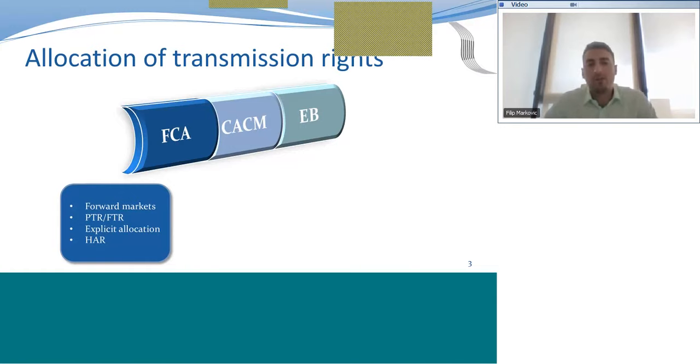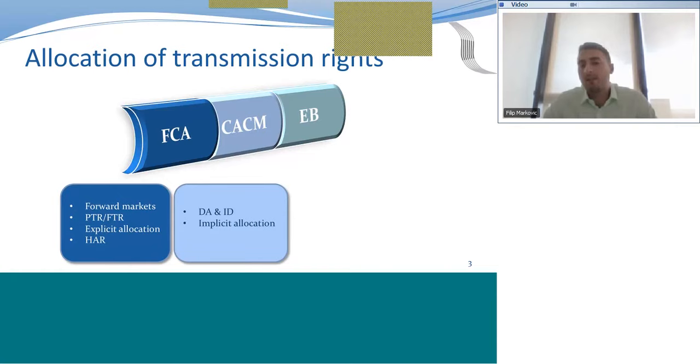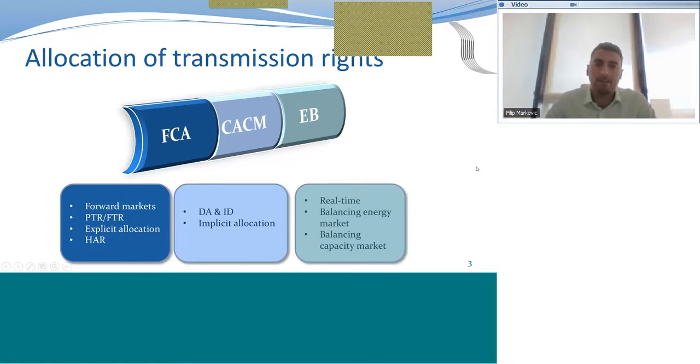On the other side, CACM refers to day-ahead and intraday markets and foresees implicit allocation, meaning transmission capacities on the day-ahead level should be allocated jointly with electricity via power exchanges in market coupling. And at the end, the electricity balancing network code is closest to real time. It foresees exchange of balancing products on the electricity market, but also foresees balancing capacity markets, which can start lots of time in advance of the delivery day.